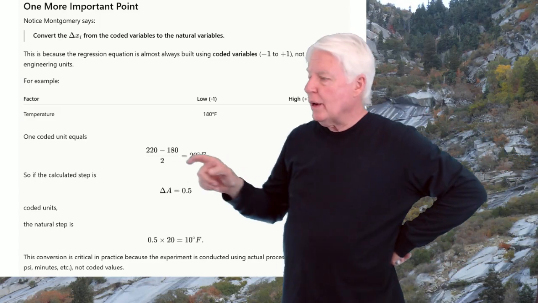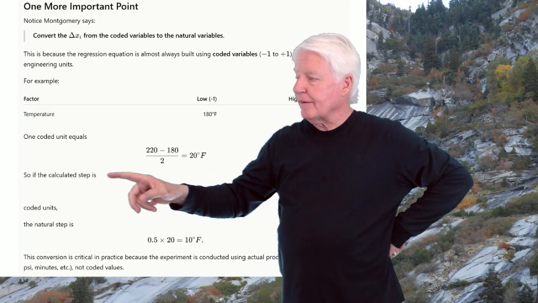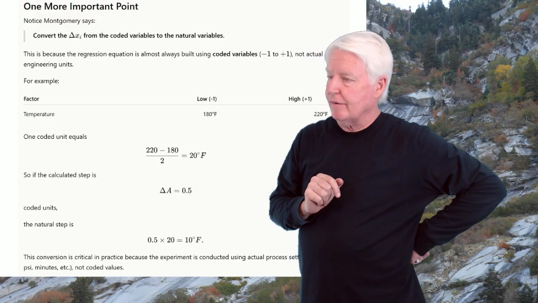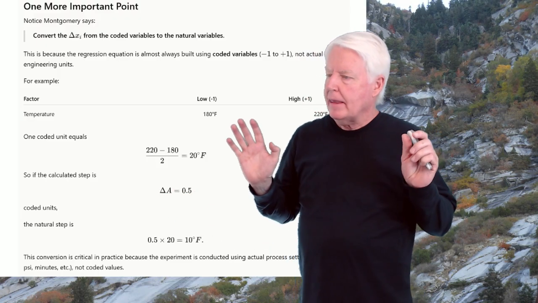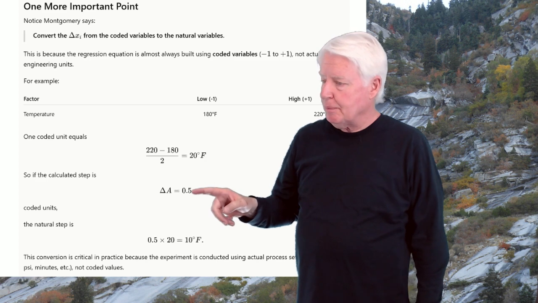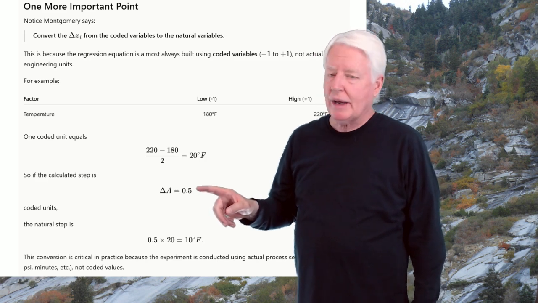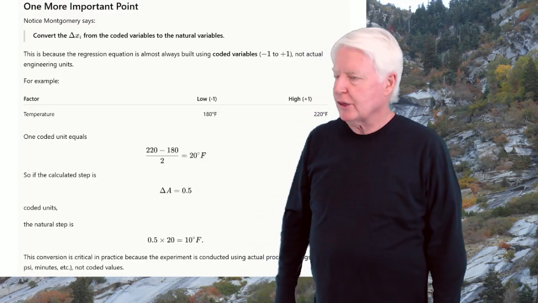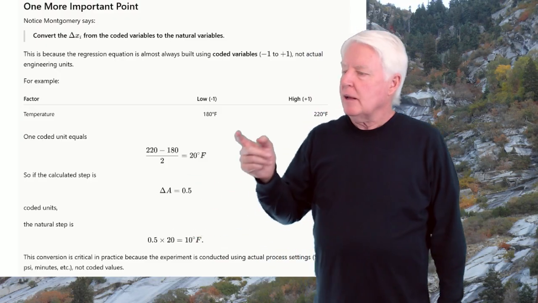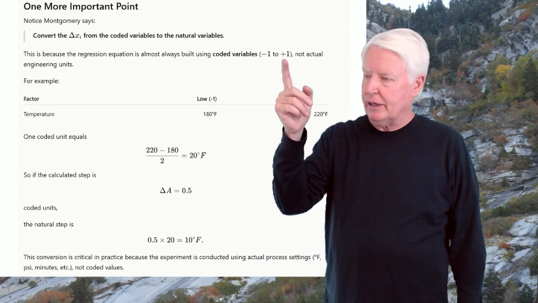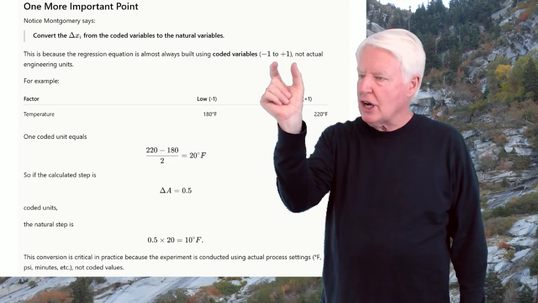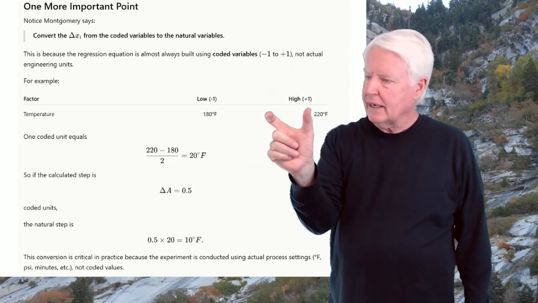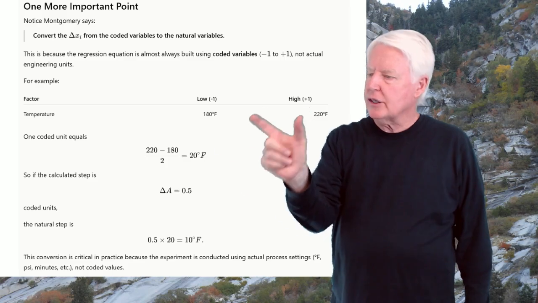So if the calculated step change in A is going to be 0.5, again, this is something we just came up with as experimental designers. We have the authority to say we want to change A 0.5 units. What are we talking about with 0.5? 0.5 is this coded value. Remember, 20 was 1 unit, and we're going to do half of that.